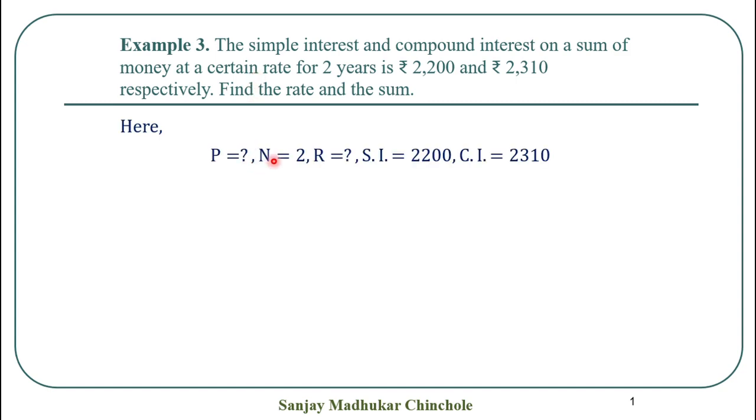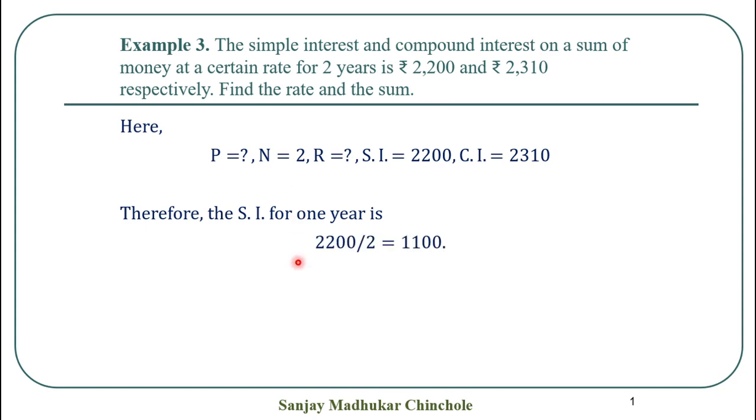On that certain amount for 2 years, meaning number of years is equal to 2, the simple interest is given as rupees 2,200, so SI is equal to rupees 2,200. The rate of interest is not given because here we have mentioned a certain rate, meaning R is not given, and the compound interest is given to be rupees 2,310. We know that the simple interest is the same for each year. For 1 year, simple interest can be calculated by dividing 2,200 by 2, so we will get the simple interest for 1 year is equal to 1,100.